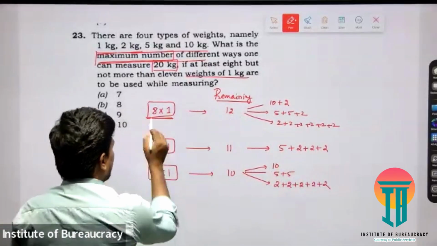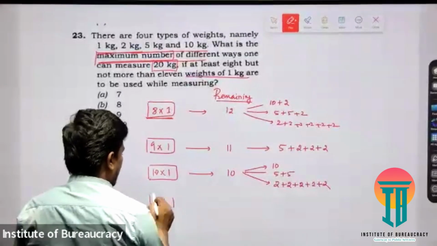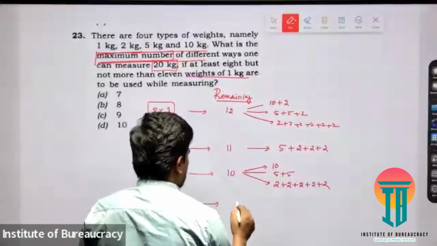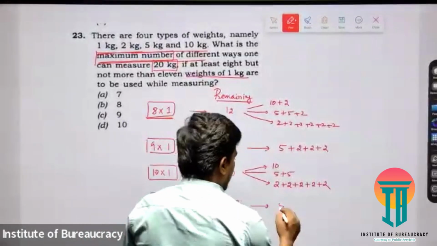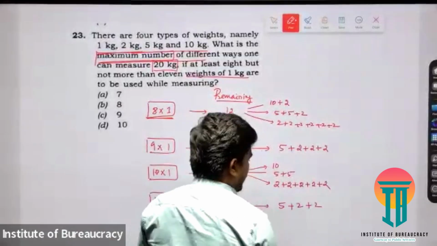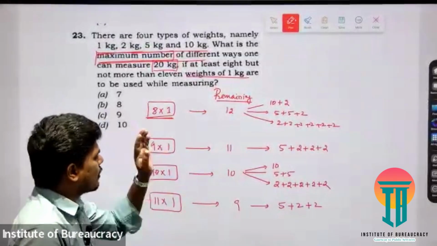And then if I use what? Minimum 8, maximum 11. 11 times if I use 1, what is the combination I get? Remaining is going to be 9. 9, how do I get it? 9 means it is going to be 5 plus 2 plus 2, 9. Is there any other possibility? No other possibility, you'll get 9. So these are the combinations.